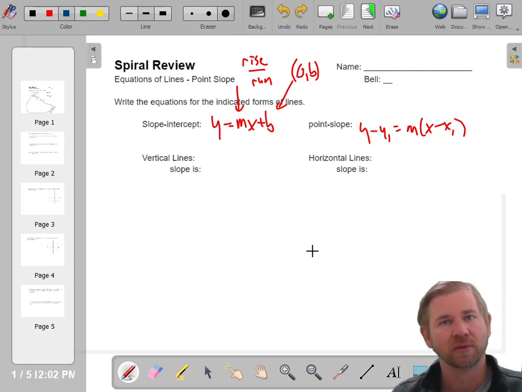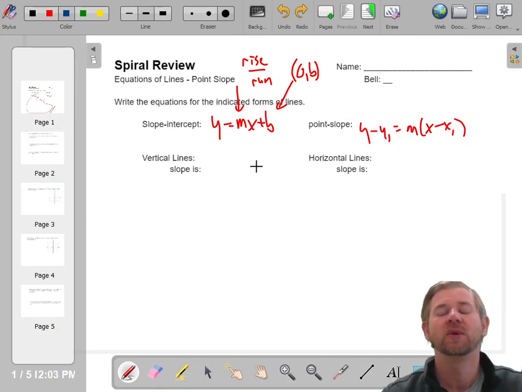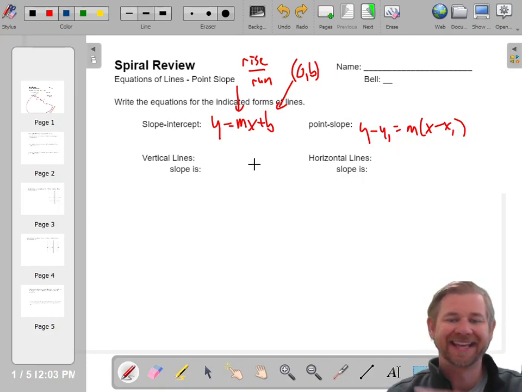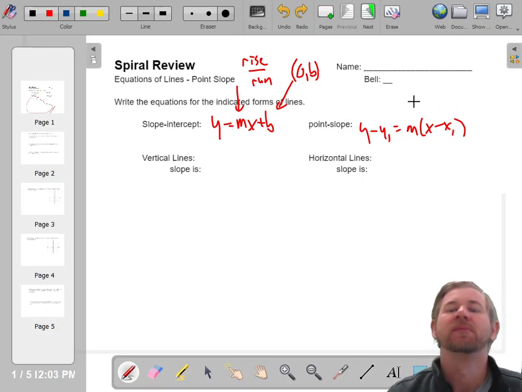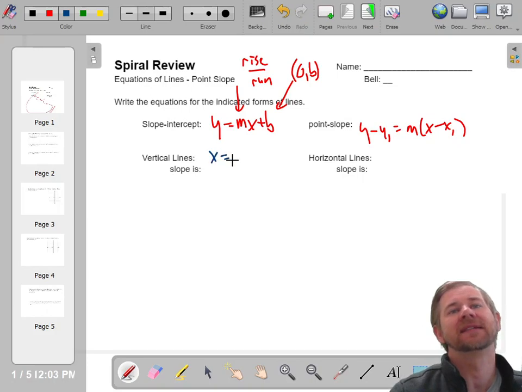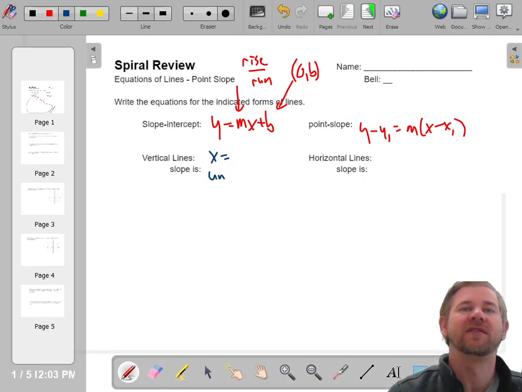M is still the slope. You don't see the y-intercept. You have any point and any slope. In slope-intercept you need to have the y-intercept; you don't for point slope. Point slope's better. Vertical lines are always x equals something and they have an undefined slope.